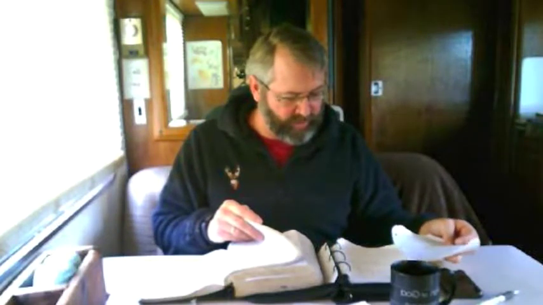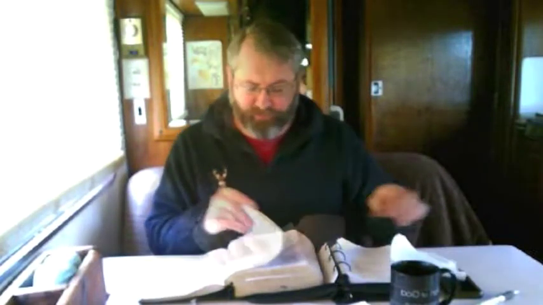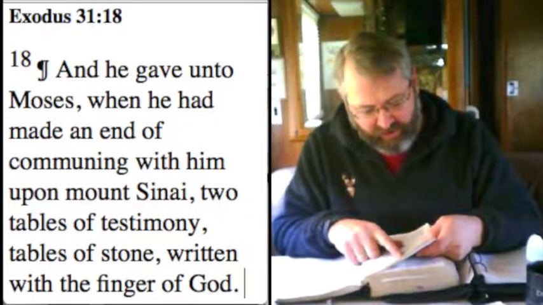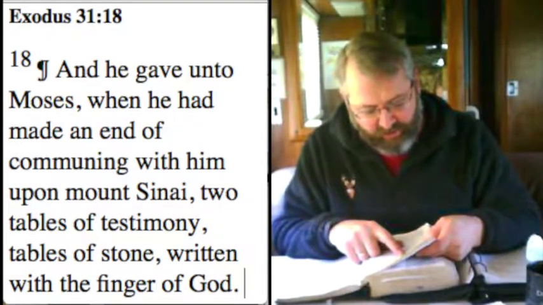Another example in Exodus 31:18. He gave unto Moses, when he had made an end of communing with him upon Mount Sinai, two tables of testimony, tables of stone written with the finger of God. Okay, so after he got done talking with Moses on Mount Sinai, he gave him two tables of testimony, tables of stone written with the finger of God. Very clear where this is, Mount Sinai. He gave him the tables of stone written with the finger of God, right?